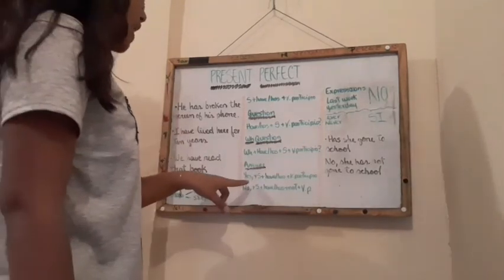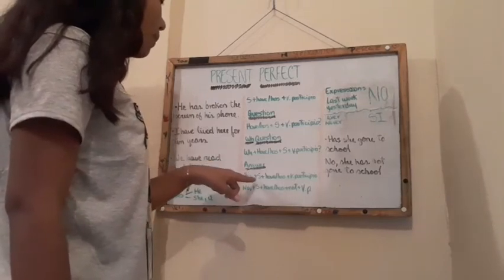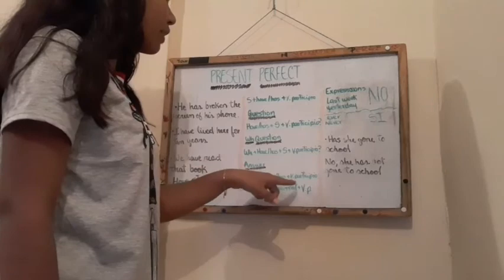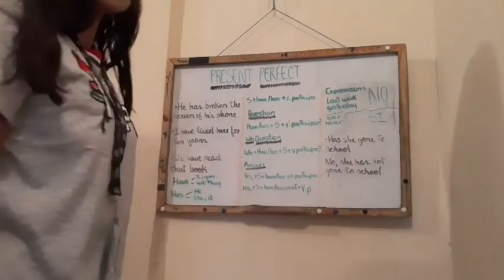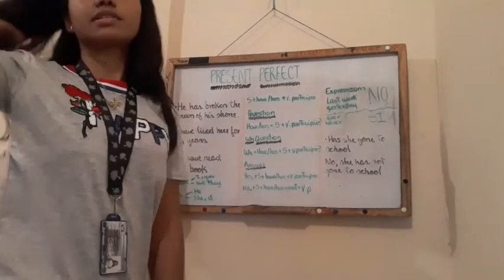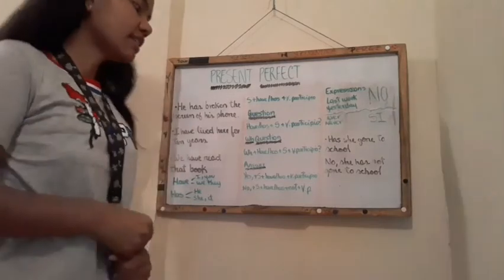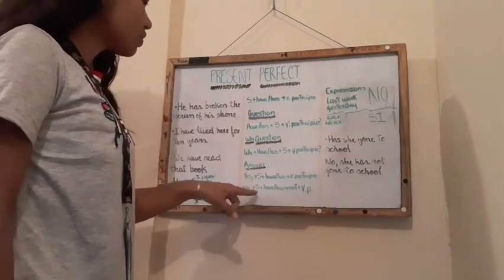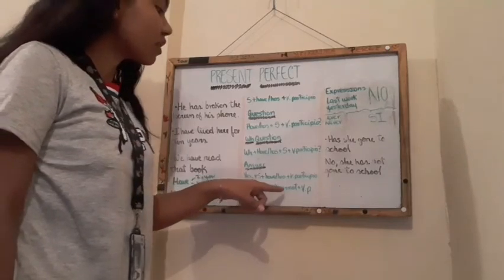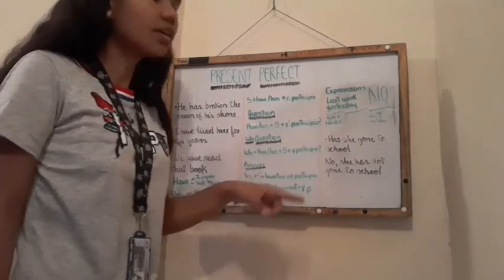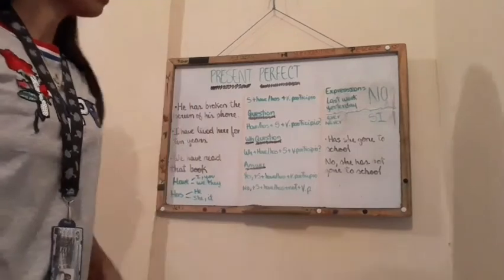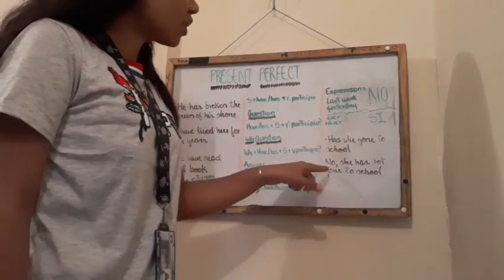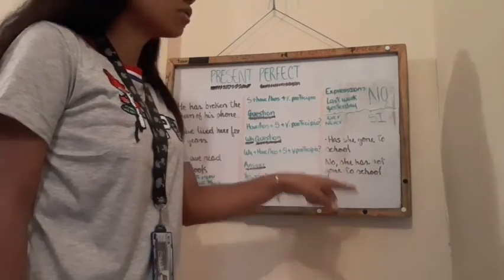In answers, it is yes, plus subject, plus have or has, plus verb in the participle. Those are affirmative sentences. In negative sentences it is no, plus subject, plus have or has, plus not, plus verb in the participle. For example, has she gone to the school? No, she has not gone to the school.